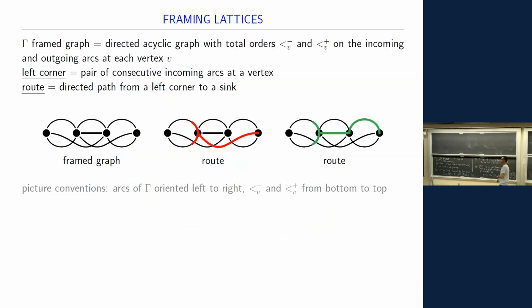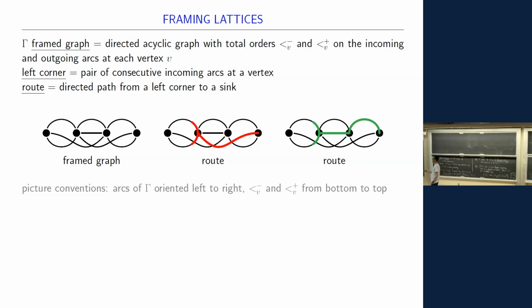So I will speak about two of them. First are framing lattices. So let me give you a crash course on framing lattices. I start with a frame graph, gamma. What is a frame graph? It's a directed acyclic graph. And at each vertex, you have a total order on the incoming edges and a total order on the outgoing edges. And I use some conventions which are standard.